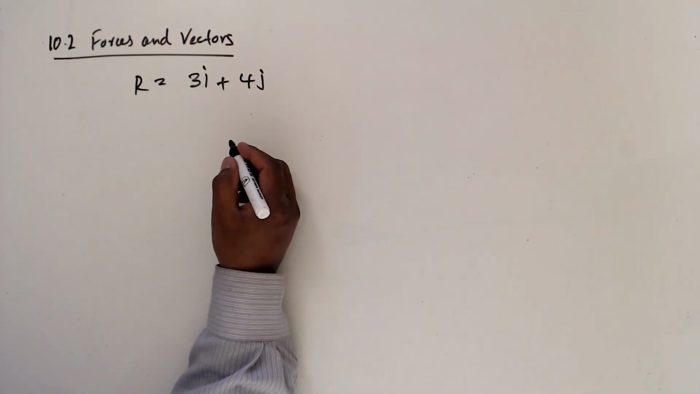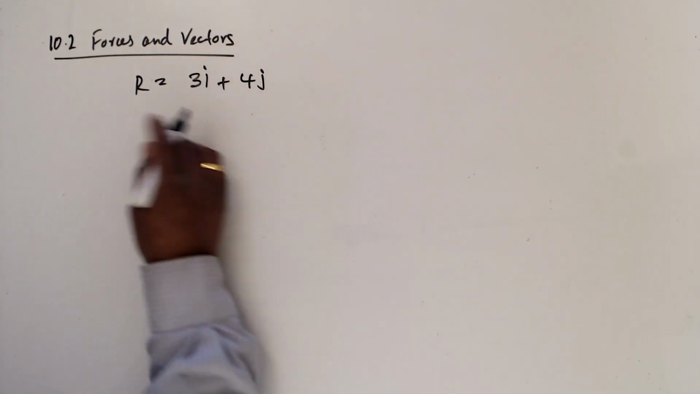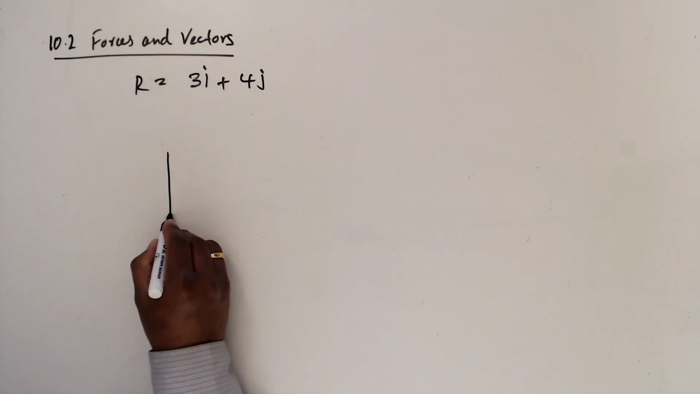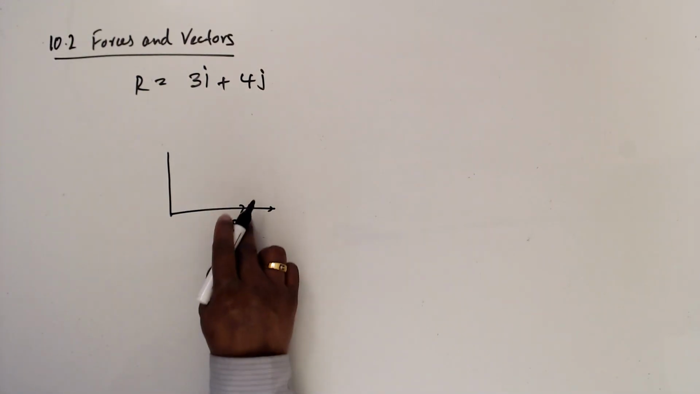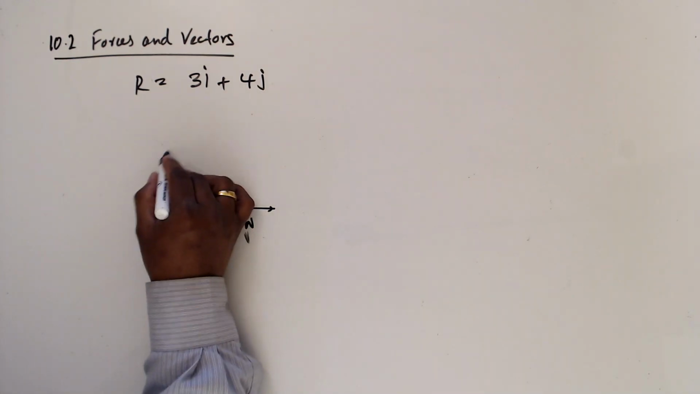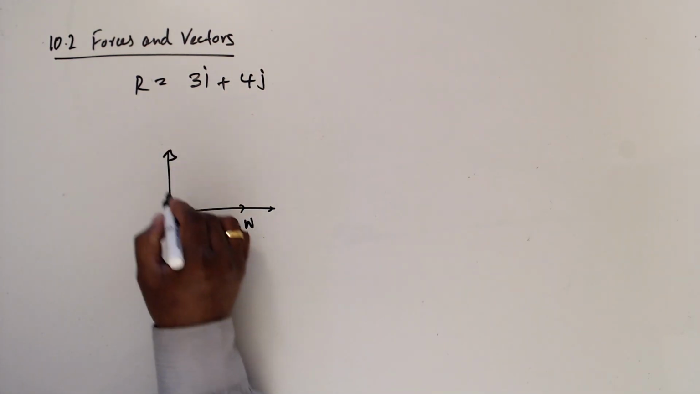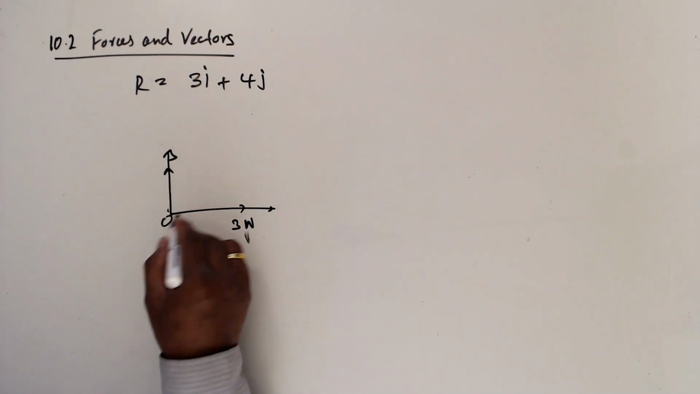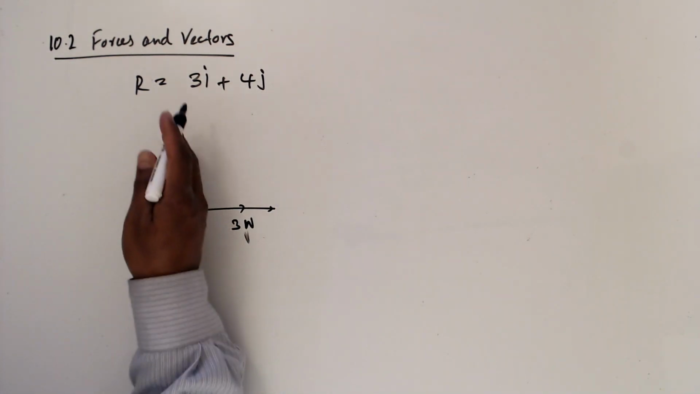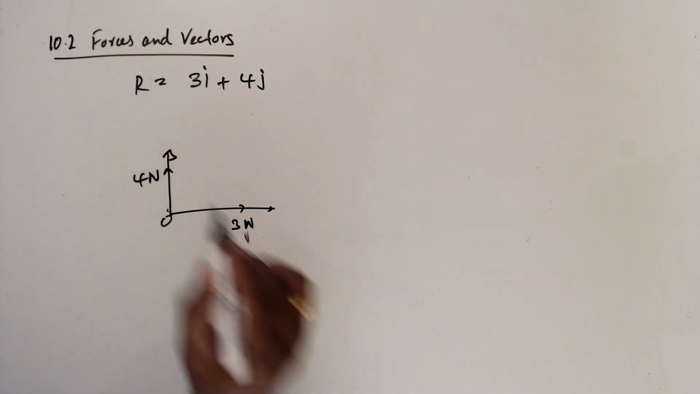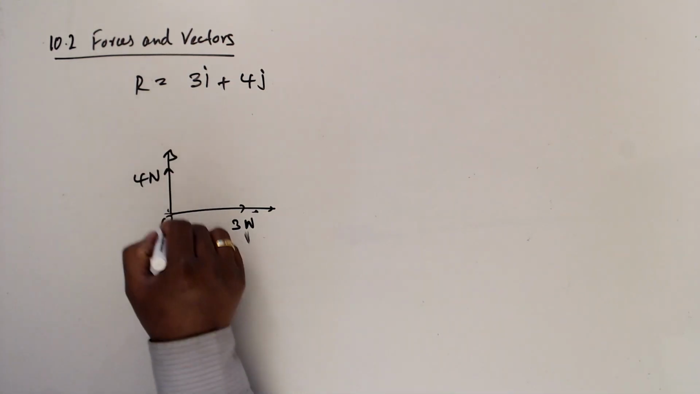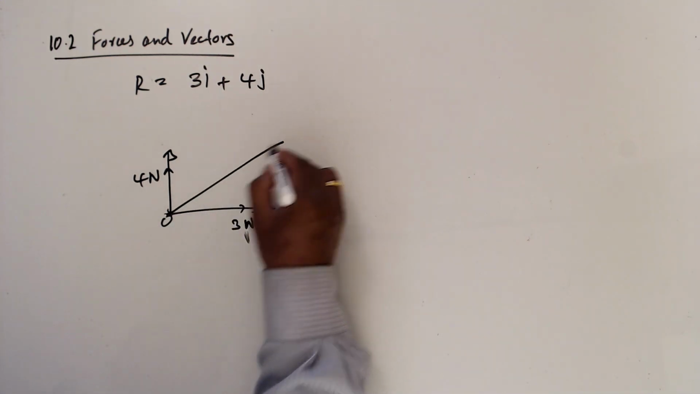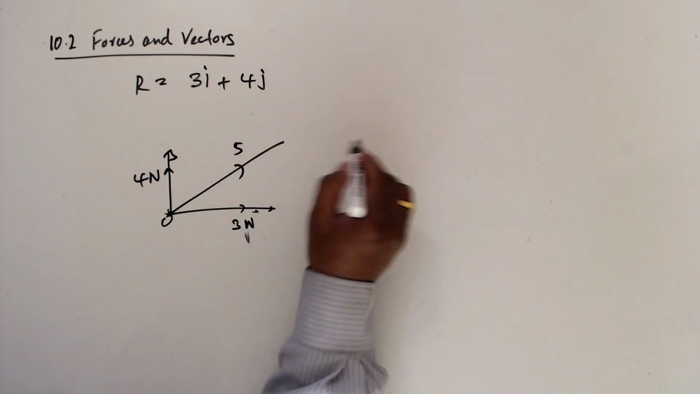What is the idea behind this? The OX component of R is 3 Newton, and the OY component, the horizontal or vertical component, is 4 Newton. So is R this one? No. Is R this one? No. R is this 5 Newton. We found that now.